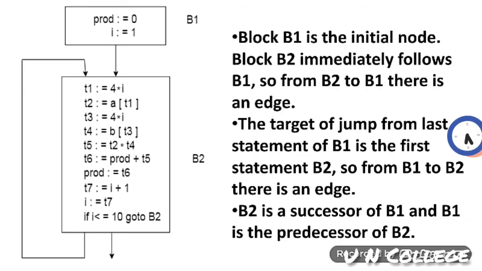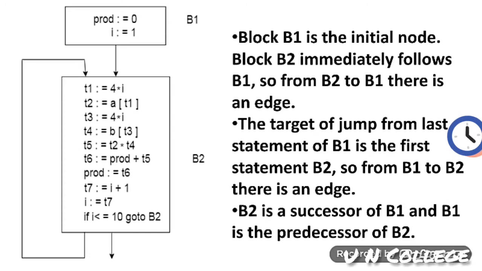Here I am going to discuss one example of basic blocks. You can see that I have used multiplication code here: product equal to 0, i equal to 1, T1 equal to 4 into i, T2 in this way. Already I have discussed why we are using T1, T2, T3 in the previous classes. Here I have used two blocks, B1 and B2. If you are using more than two blocks, then you may use B3, B4, B5 in this way. Block B1 is the initial code. Block B2 immediately follows B1.